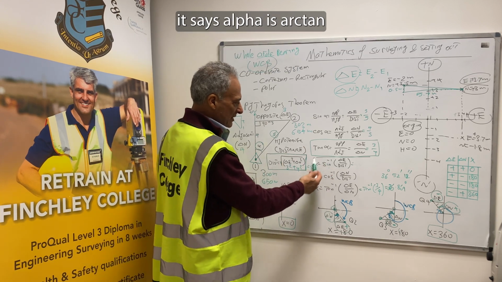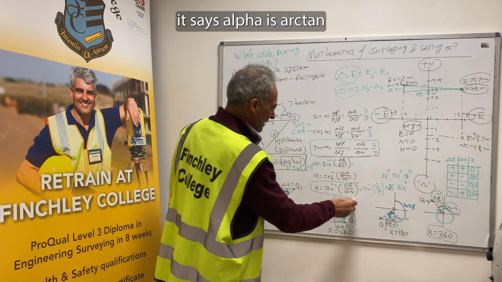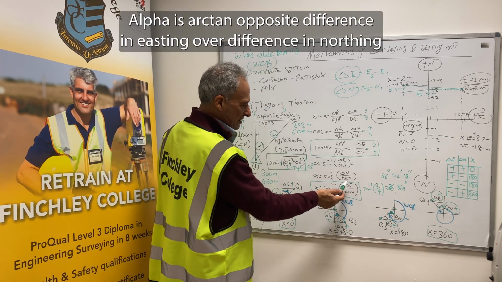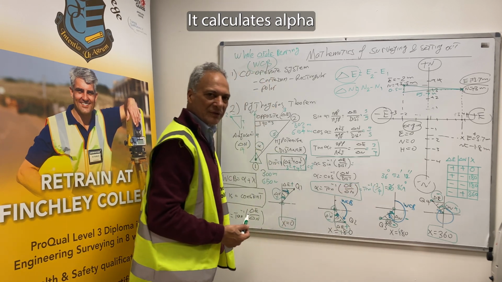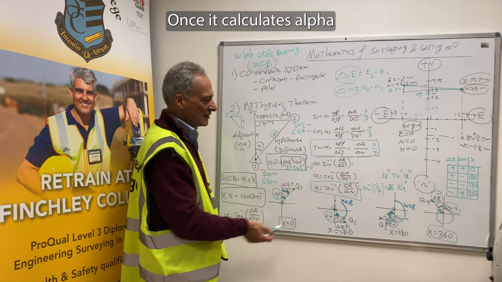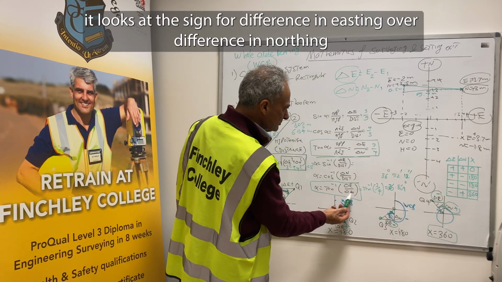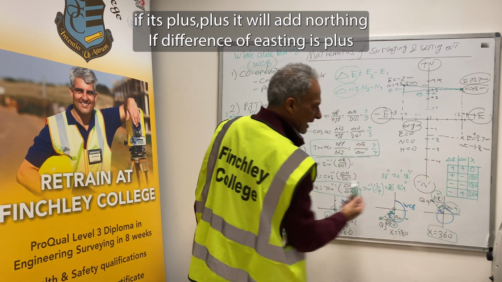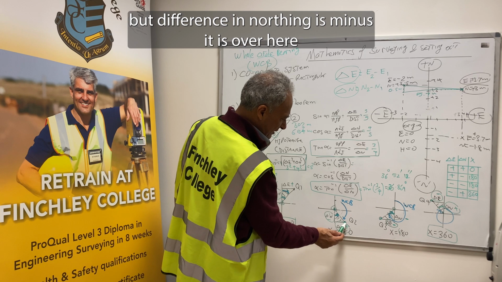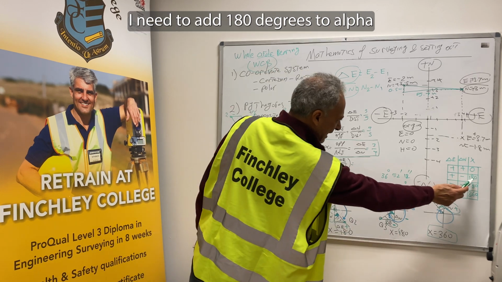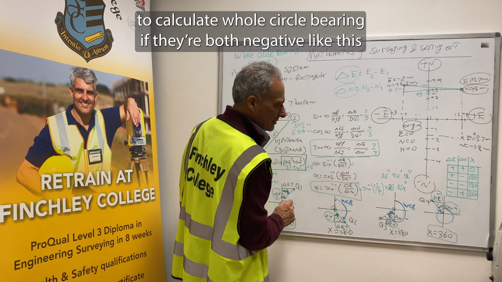Then he goes to alpha. He says alpha is shift tan, this is the key. Alpha is shift tan, opposite, difference in easting over difference in northing. He calculates alpha. Once he calculates alpha, he'll look at the sign of the difference in easting and difference in northing. If it's plus plus, he adds nothing. If the difference in easting is plus but the difference in northing is minus, it is over here, I need to add 180 to alpha to calculate the whole circle bearing.